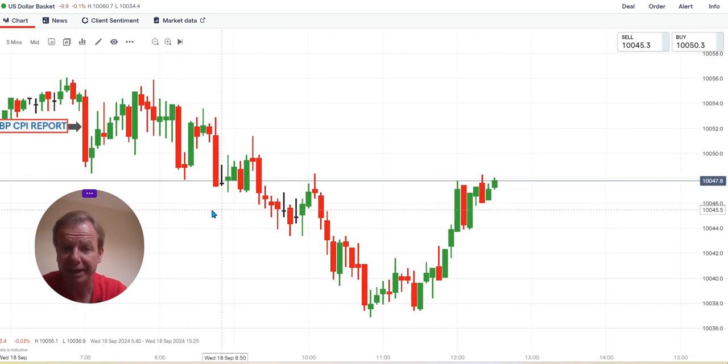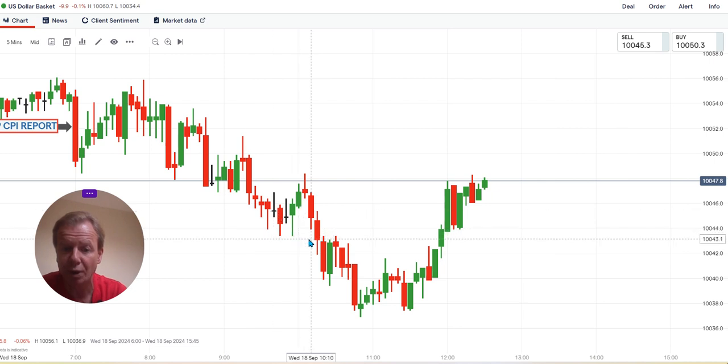It comes back up again, and then it comes back all the way down here. So about 10 o'clock when I closed out my trade, you see it's still on a downward trend.